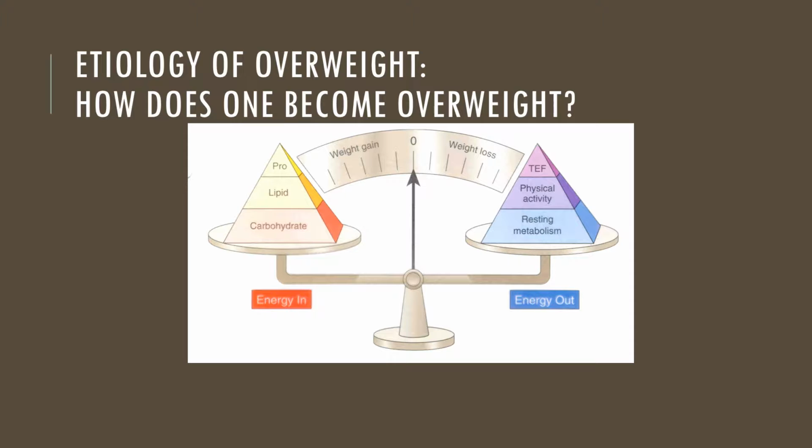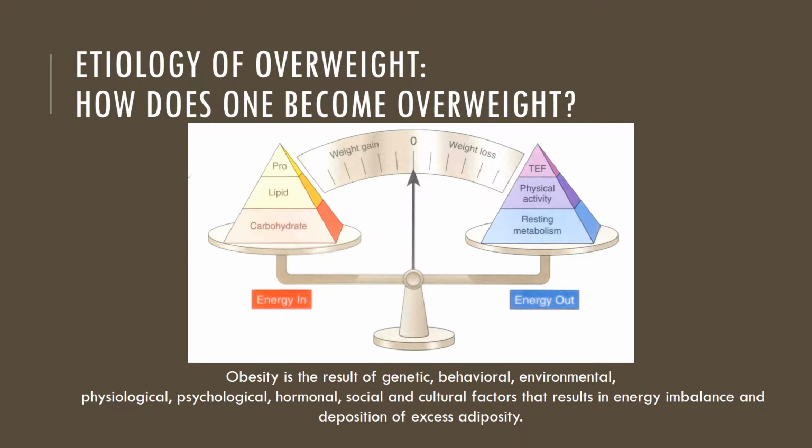But of course, it's not that simple, because obesity has all kinds of genetic factors, behavioral factors, environmental factors, psychological, hormonal, diet, physical activity. Those are all very social and cultural. And so it's easy to say, well, just eat fewer calories, be more active, but it's typically much, much more complex than that.